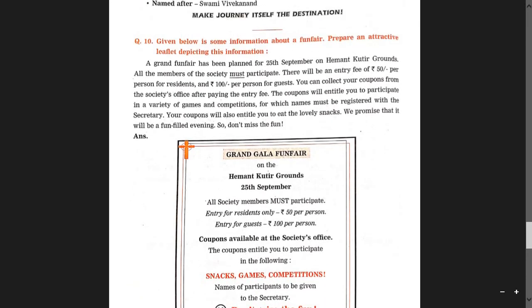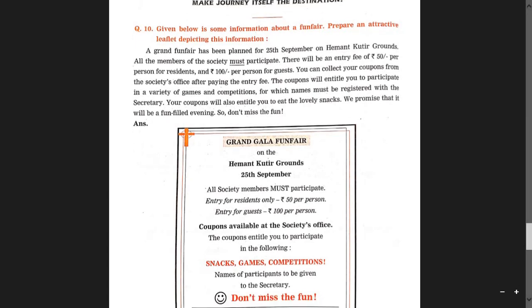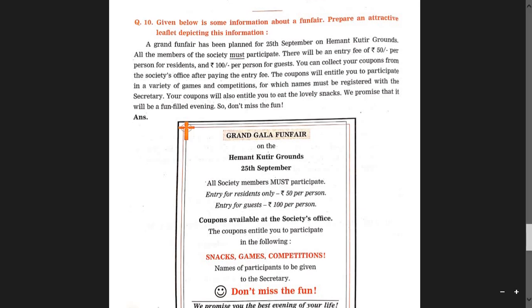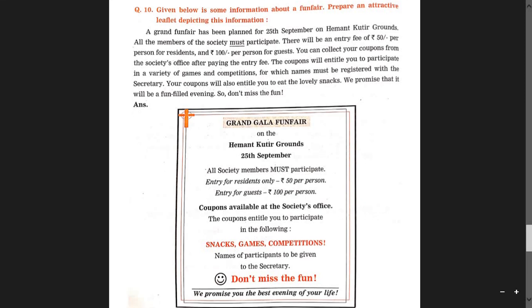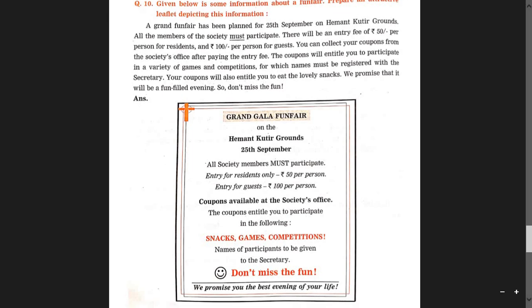Prepare an attractive leaflet depicting this information. So again on your screen. A grand fun fair has been planned for 25th September on Hemant Kutir grounds. All the members of the society must participate. There will be an entry fee of ₹50 per person for residents and ₹100 per person for guests, means the outsiders. You can collect your coupons from the society's office after paying the entry fee.